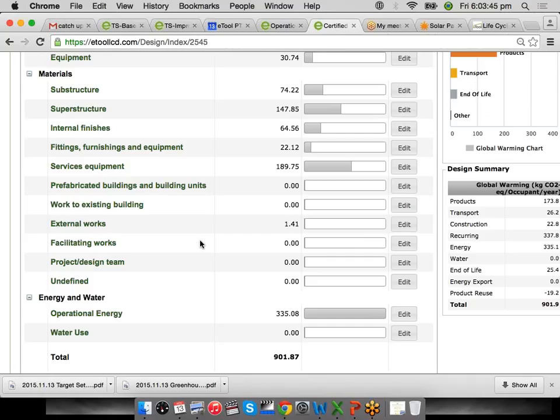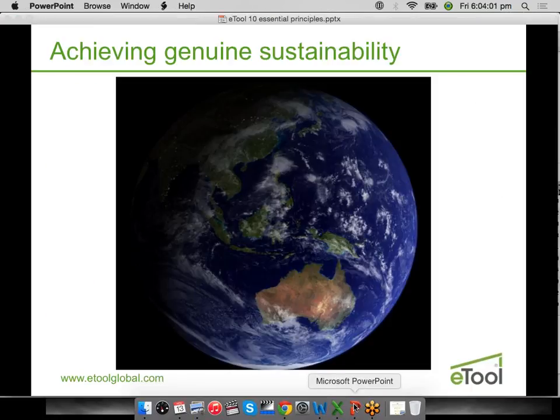That's why I really like this project. They really pushed the boundaries. They invested some money on this. They tested different initiatives, and they managed to drop it down to 900 kilograms per occupant per year. So we're now seeing some large-scale projects with some good carbon performance. It's really exciting. So that's the conclusion for achieving genuine sustainability.